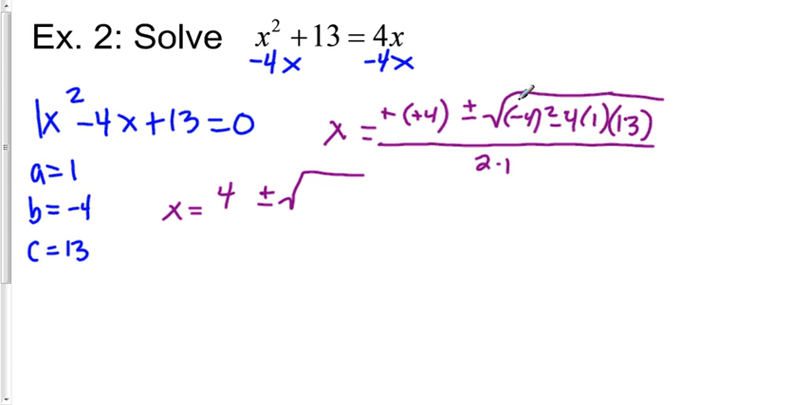Now, here's where students always make a miscalculation. Negative 4 squared is positive 16. Negative 4 times negative 4 is positive 16. So if you're using your calculator to simplify this, you need to make sure you have parentheses around the negative number. What we end up getting is negative 36. And then our denominator is 2 times 1, so that's 2.